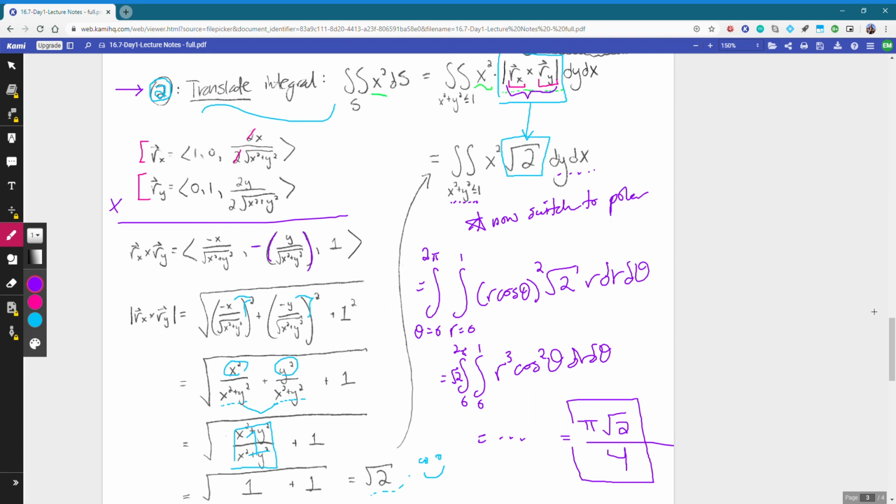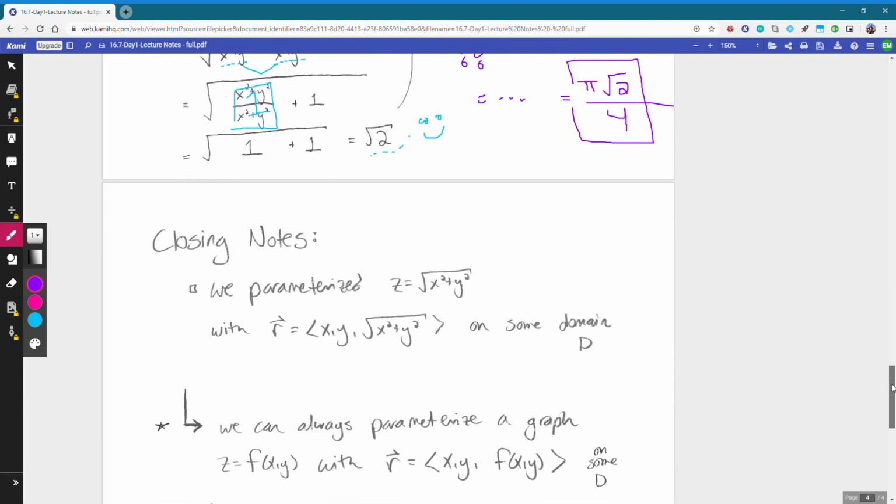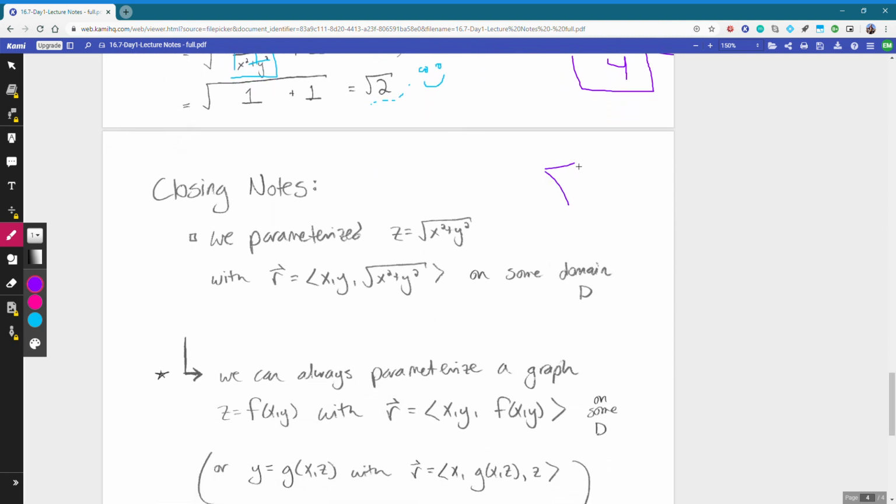So some closing notes about this stuff. Here we had our cone, and we were able to parameterize it just by taking the equation for that cone and sticking it in for the z component in our parameterization. The reason we were able to do this is because this is really just the graph of a function, of some function of x and y. And we can always do this.